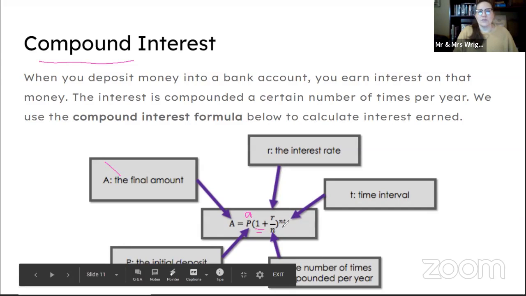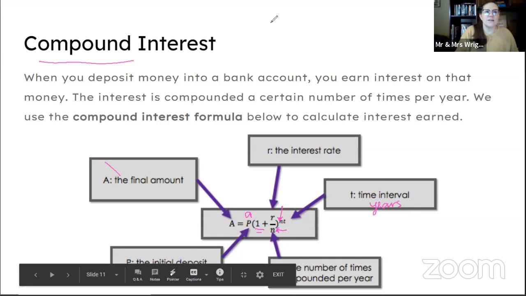And if you notice, there are two n's, 1 and 2. Not only is n going to adjust the rate a little bit for us, it also adjusts the exponent here, because our exponent is being multiplied by n. And then t is the time interval, because the rate is always an annual percentage, an annual interest rate. So our time interval is always in years.